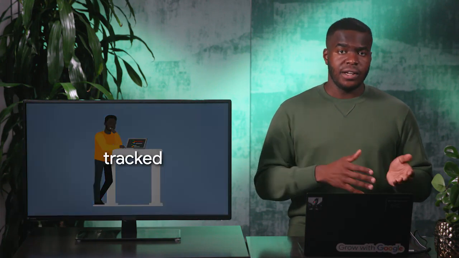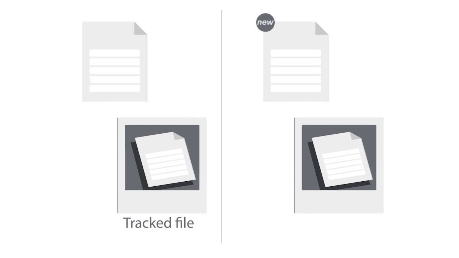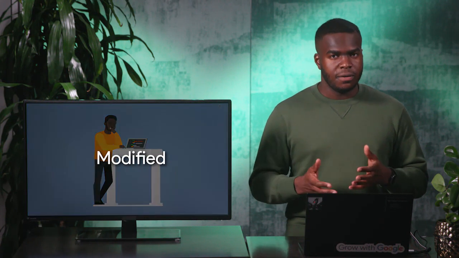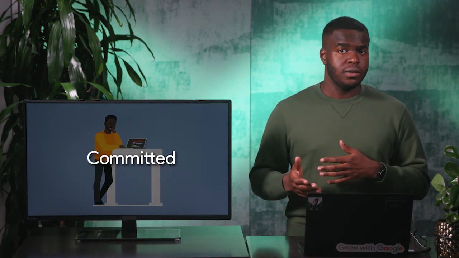Now, let's dive into the details of how we track changes to our files. When we operate with Git, our files can be either tracked or untracked. Tracked files are a part of the snapshots, while untracked files aren't a part of snapshots yet. This is the usual case for new files. Each tracked file can be in one of three main states: modified, staged, or committed. Let's look at what each of these mean.